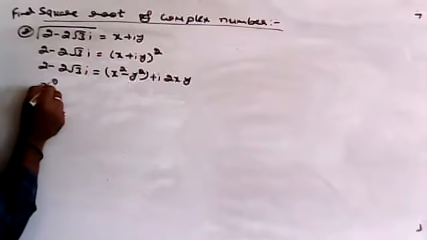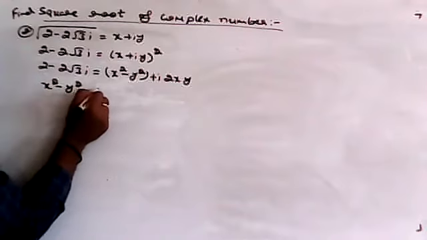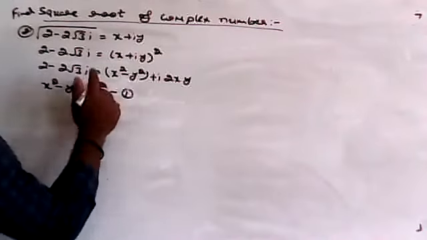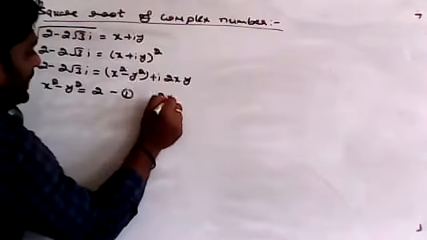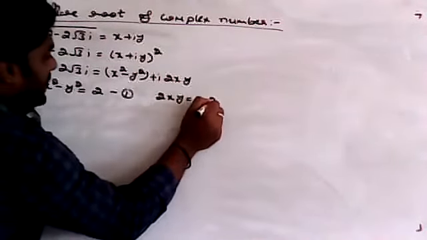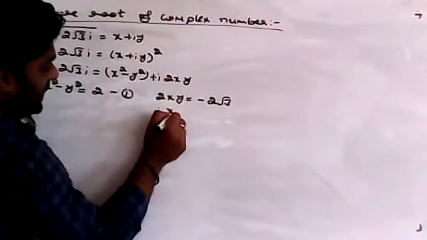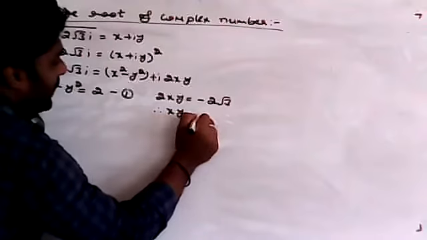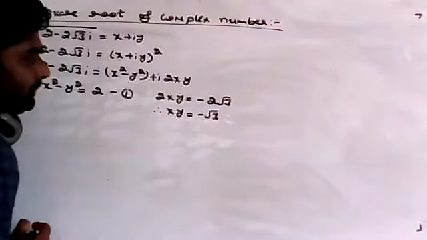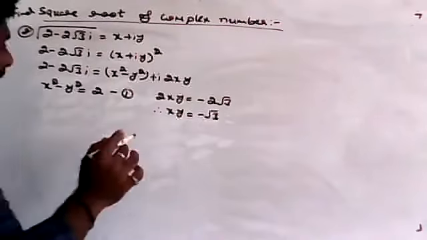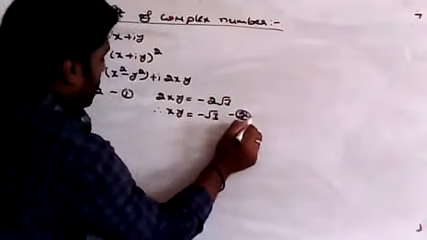Now, equating the real and imaginary part, what do we get then? x square minus y square is equal to 2. That is equation 1. And the same way, the imaginary part is what? 2xy is equal to minus 2 root 3. I'll give it equation number 2. Otherwise, we can write this as xy is equal to minus root 3 also. Correct, no?